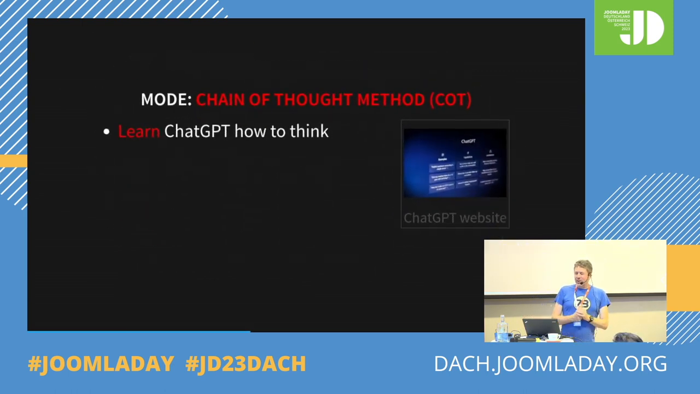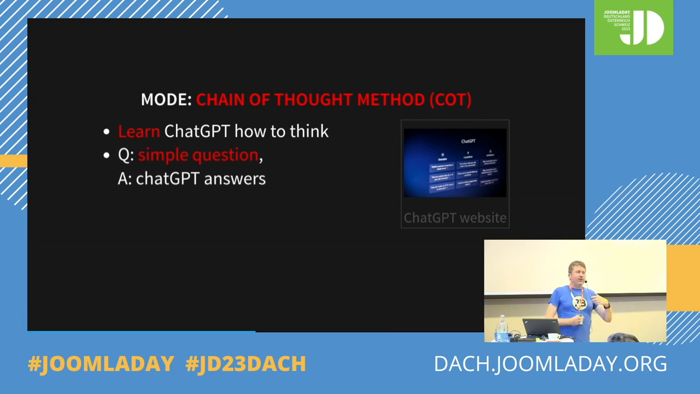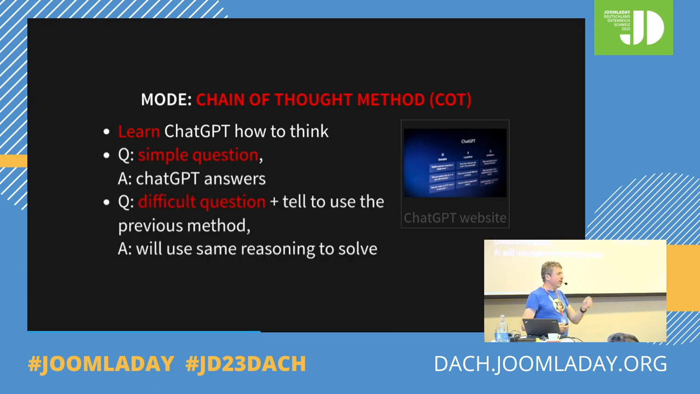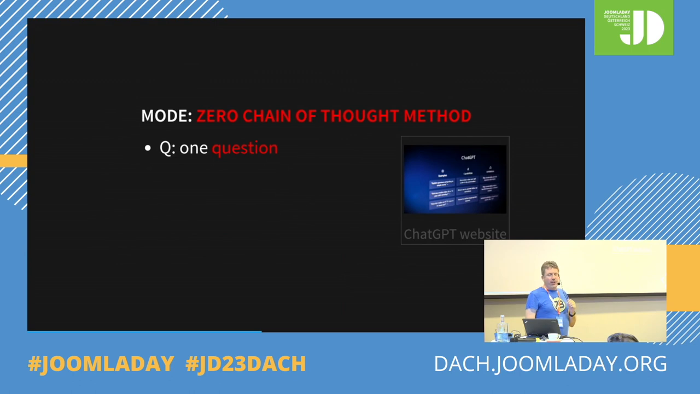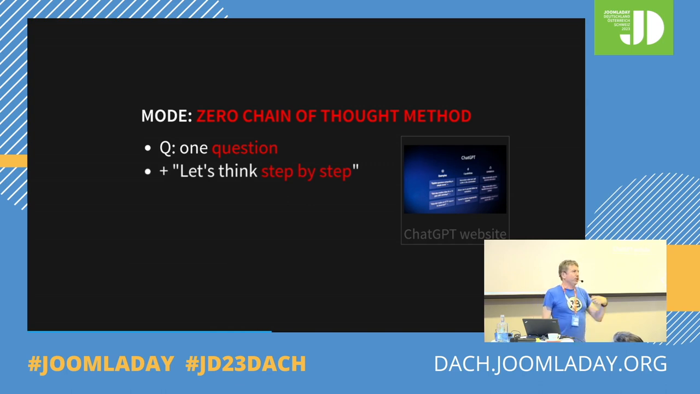Okay. So the second one is chain of thought. So what you do, you teach ChatGPT how it should reason. First you ask a really simple question, and ChatGPT answers. And then you ask a really difficult question, and you say, use the method of reasoning that you just did for the question before. And then ChatGPT will use the same sort of logic for it. Another one is the zero chain of thought. You do one question, and then you say, do it in steps, or step by step. And then you get a list of how ChatGPT tries to solve the issue.